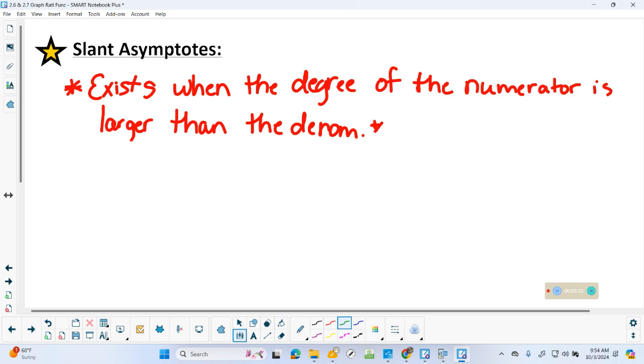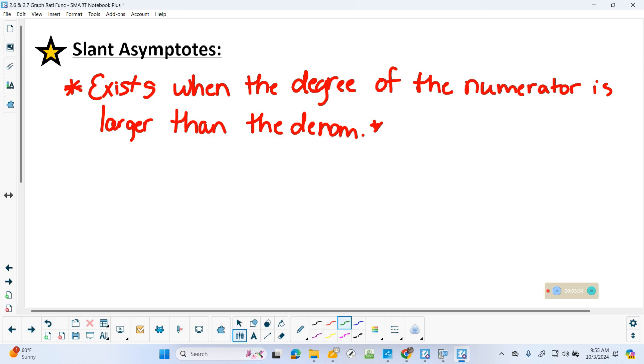So what happens if the top, of course, is bigger? You no longer have a horizontal asymptote. It kicks it into a slant asymptote. So it is going to be a diagonal one this time. Now, a slant asymptote, and you're going to see on one of the graphs, you can touch a slant asymptote. You cannot touch a vertical or a horizontal, just to be clear.